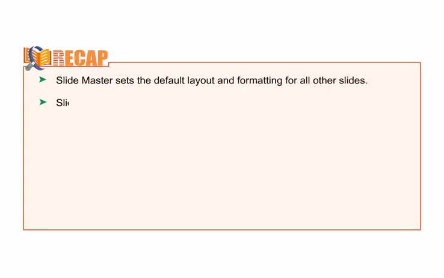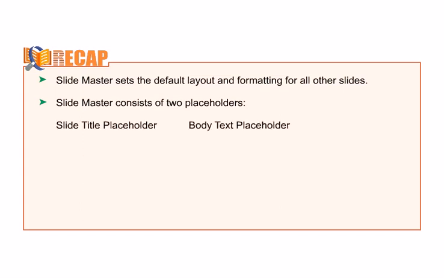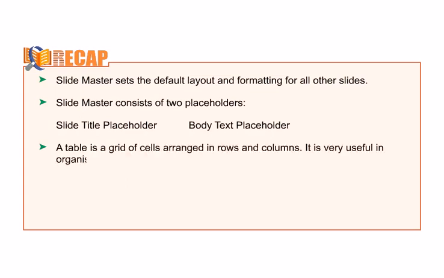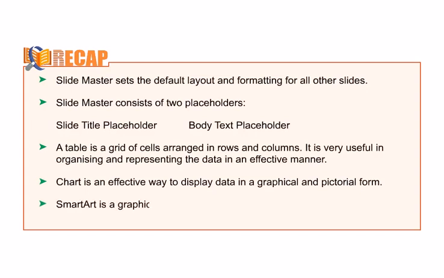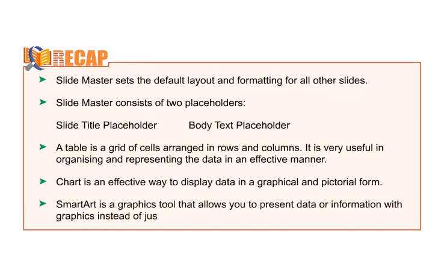Students, let's go through the recap of this chapter. Slide Master sets the default layout and formatting for all other slides. Slide Master consists of two placeholders: Slide Title placeholder, Body Text placeholder. A table is a grid of cells arranged in rows and columns. It is very useful in organizing and representing the data in an effective manner. Chart is an effective way to display data in a graphical and pictorial form. SmartArt is a graphics tool that allows you to present data or information with graphics instead of just using text.